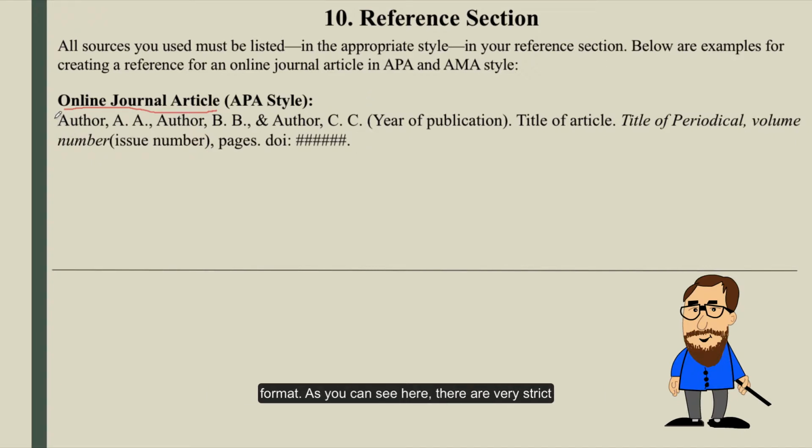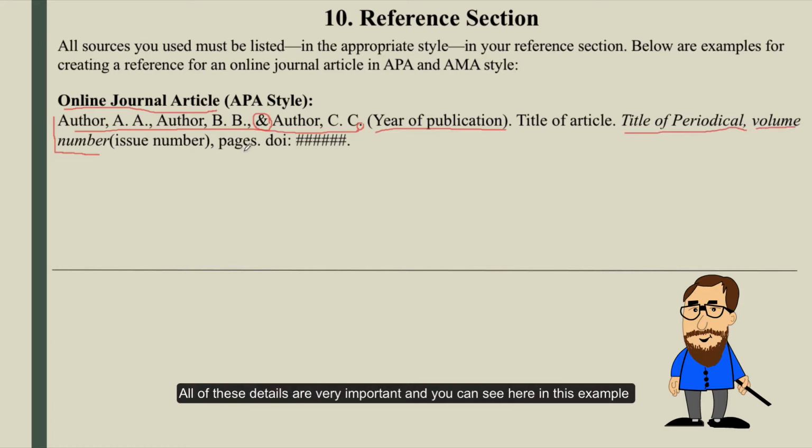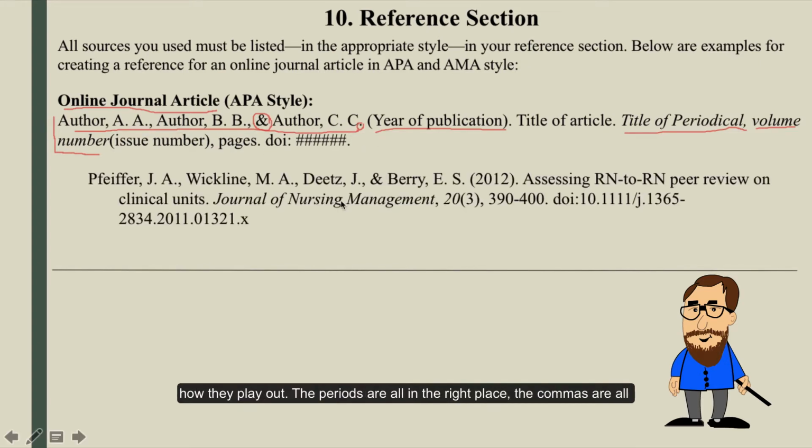As you can see here, there are very strict stylistic recommendations, not only what goes first, but in what order. And what you use. You use an ampersand sign here for and. You put periods after the first initial. You put the year of publication in parentheses. Title of periodical is in italics. Same thing with volume. All of these details are very important. You can see here in this example how they play out.